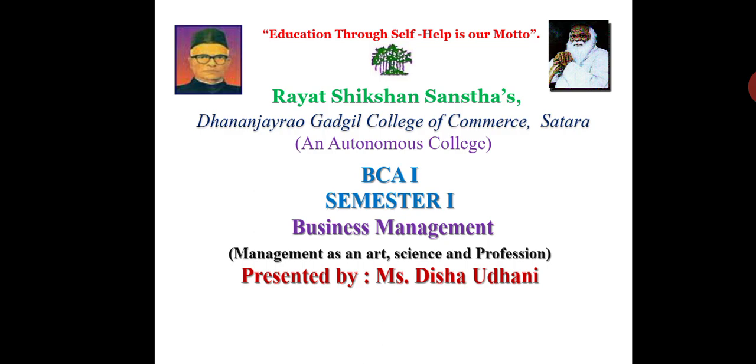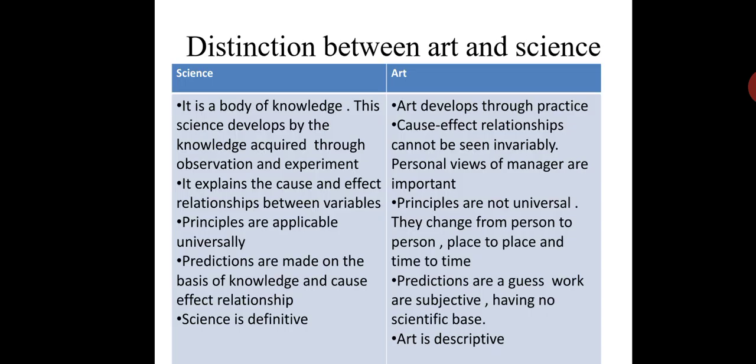So today's lecture we will study what is management as an art, as a science, and as a profession. Okay. So let's first study what is the difference between art and science. Okay, science is a body of knowledge. Science develops by the knowledge acquired through observation and experiment. It explains the cause and effect relationship between variables. Principles are applicable universally. Predictions are made on the basis of knowledge and cause effect relationship. Science is definitive. Okay.